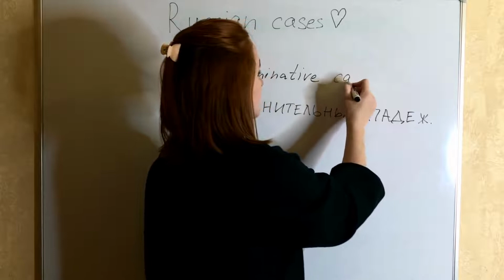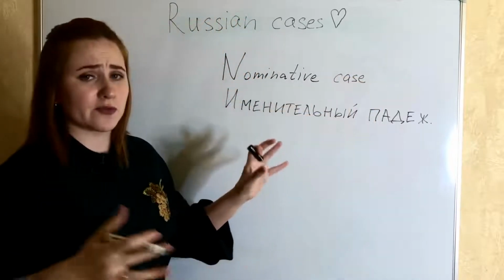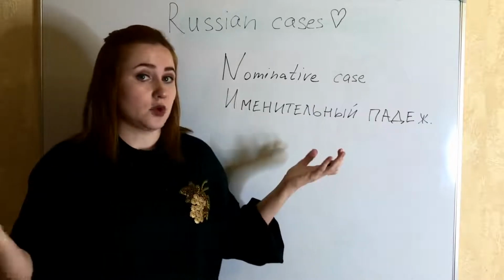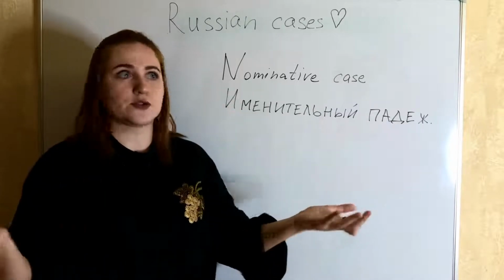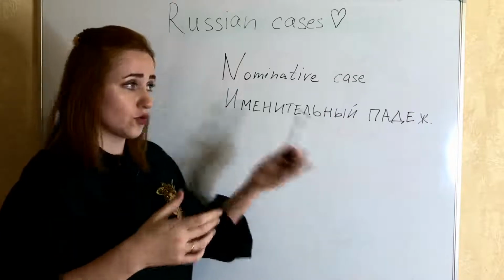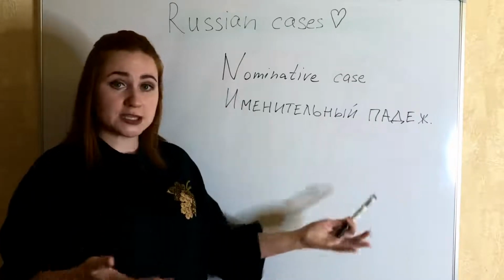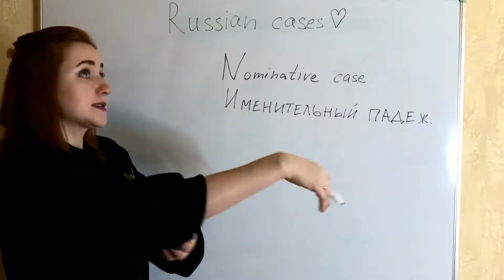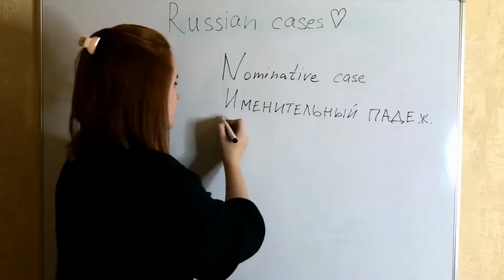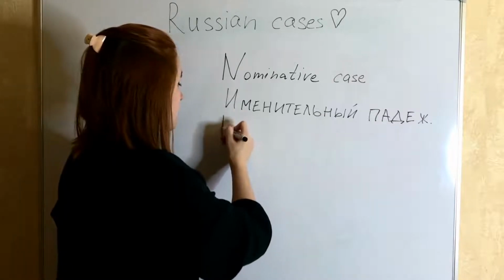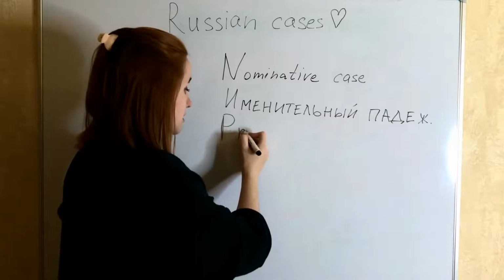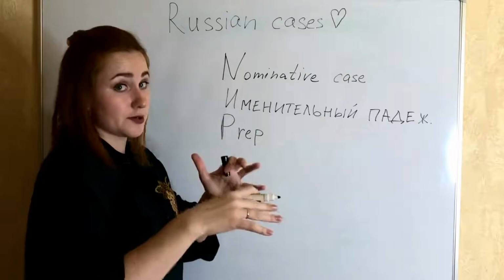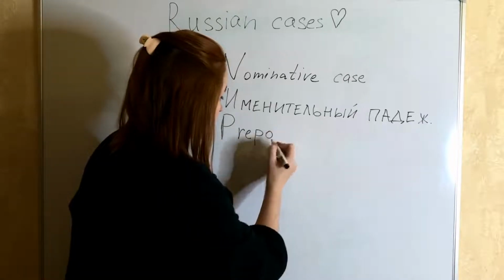Nominative case. This is the form of a word without any changes, the form that you will see in all the dictionaries, in Google Translate even. So, дом, книга, учитель, no matter. Именительный падеж. The second one, let's take prepositional. You see, interesting thing is that Russians learn cases in a different order, not like foreigners.